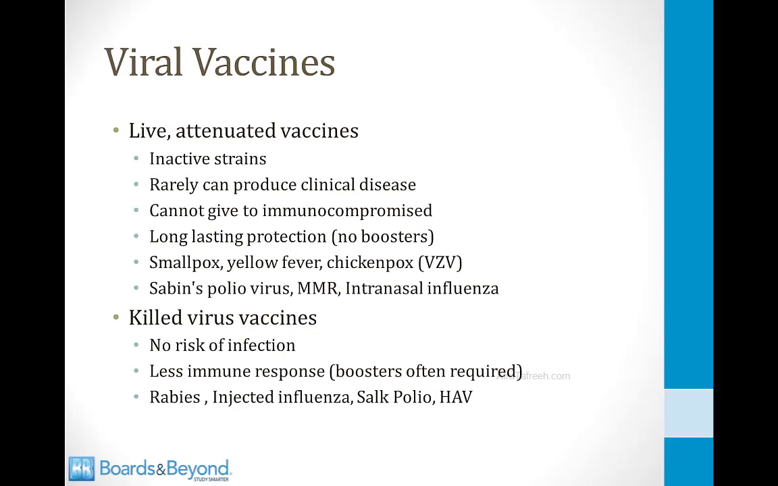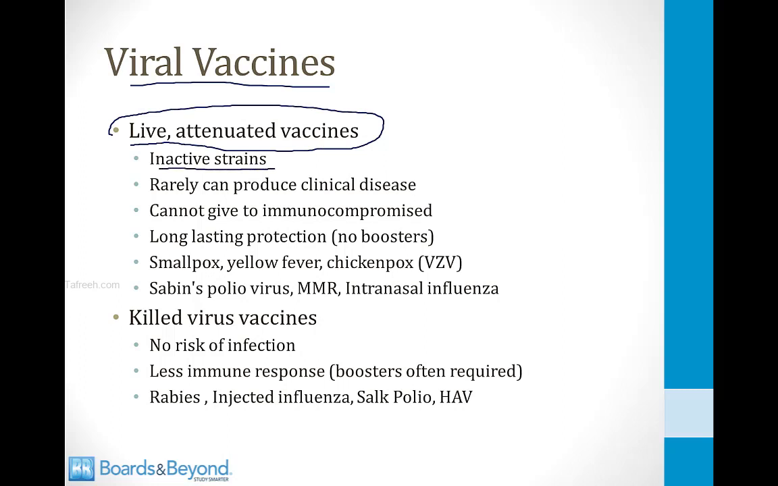I'll finish this module by discussing viral vaccines. There are a couple different types of vaccines we use to vaccinate people against infections caused by viruses. The first type are the so-called live attenuated vaccines. These vaccines contain a weakened strain of the virus. Rarely they can actually produce clinical disease, and so you don't want to give a live attenuated virus vaccine to someone who's immunocompromised and doesn't have a strong immune system.